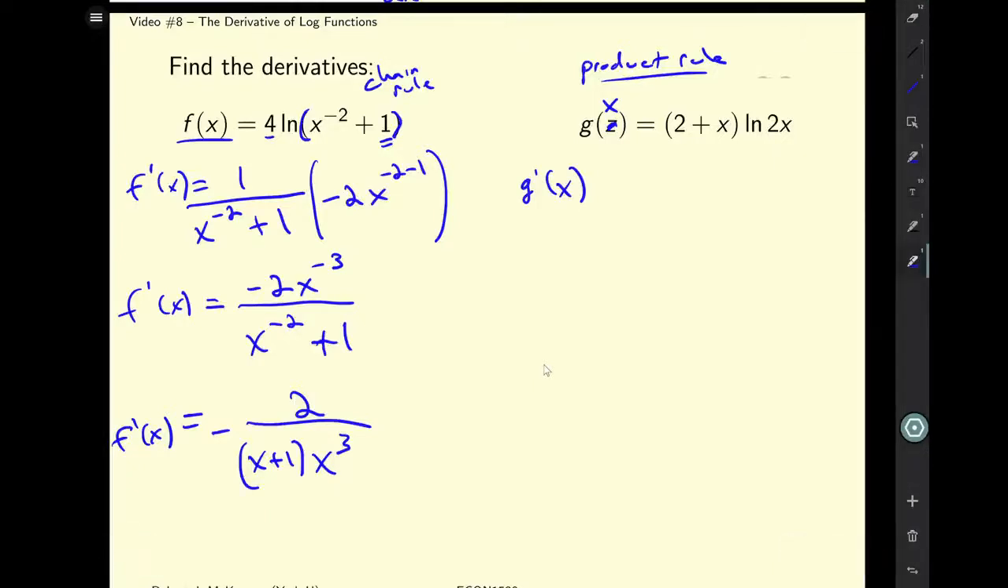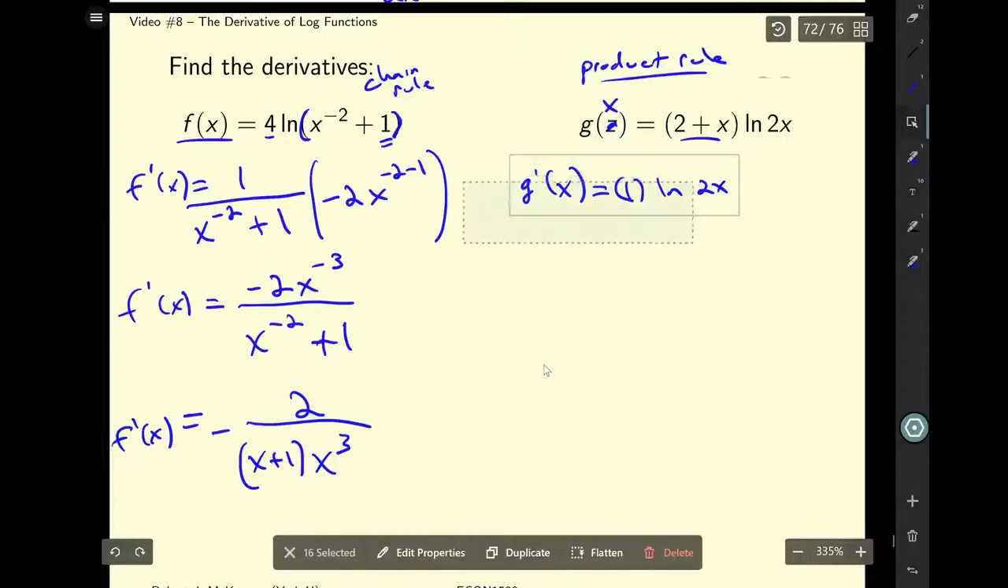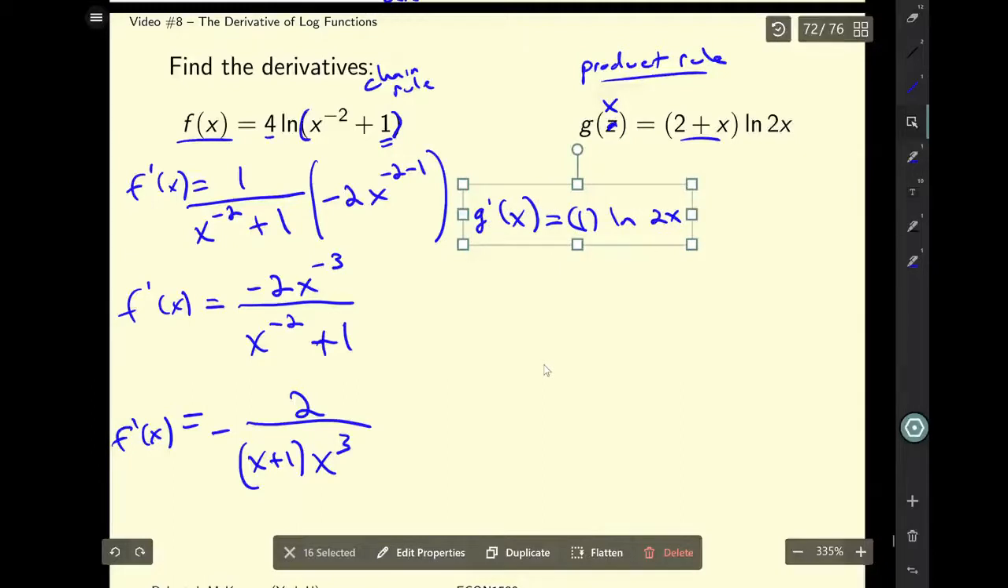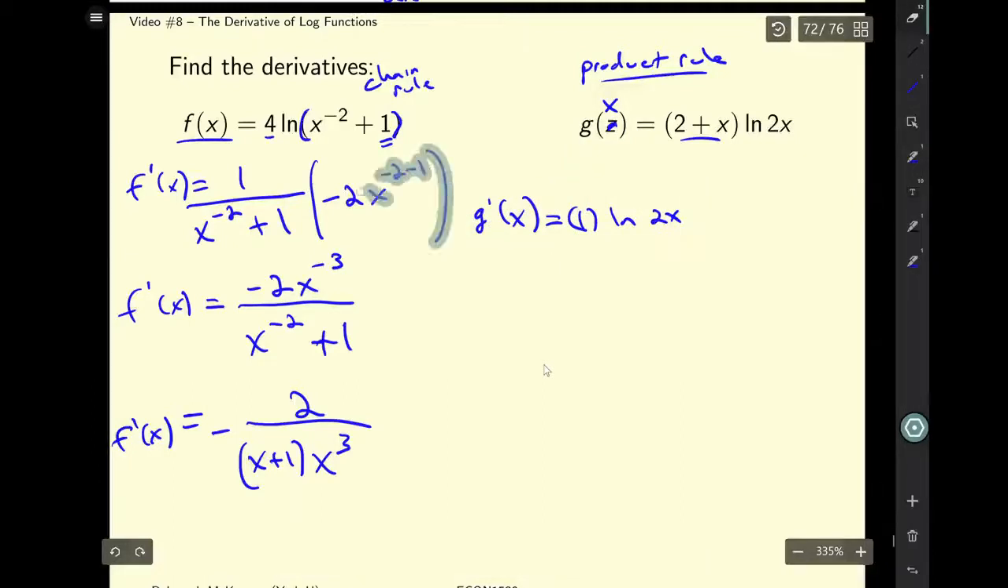G prime x is going to be equal to the derivative of this thing here. Well, that's just 1 multiplied by log of 2x. And I'm going to make sure I have enough room to work with here. In fact, maybe I will just take off some of this over here.